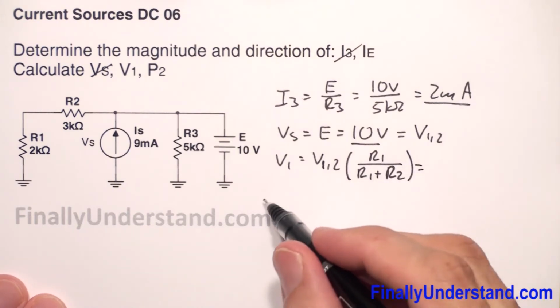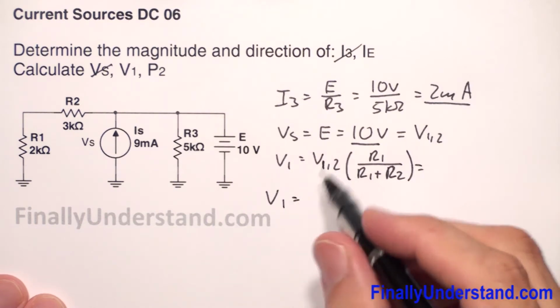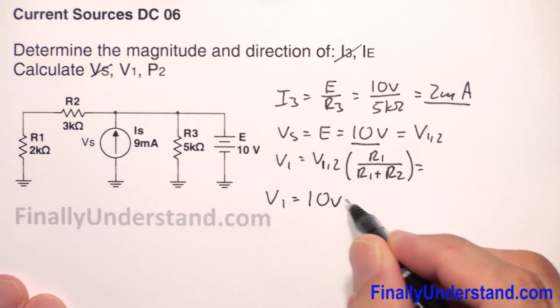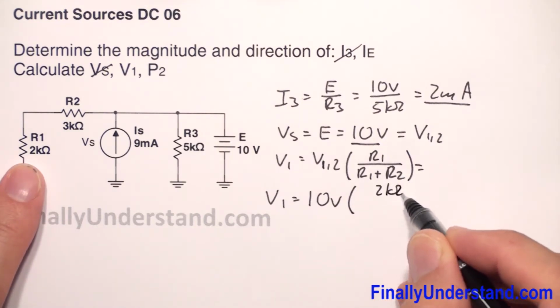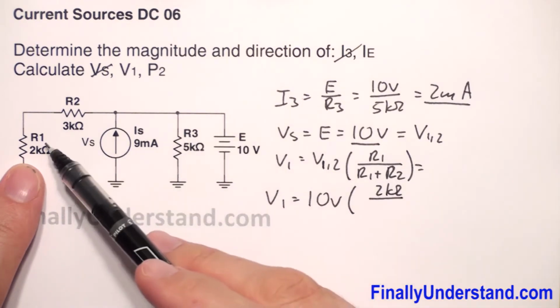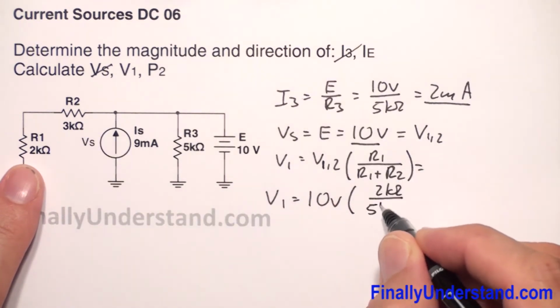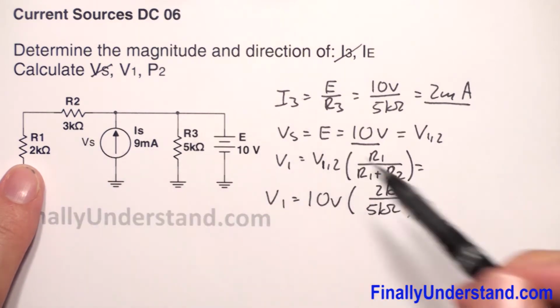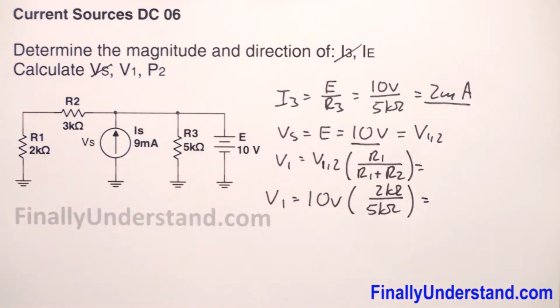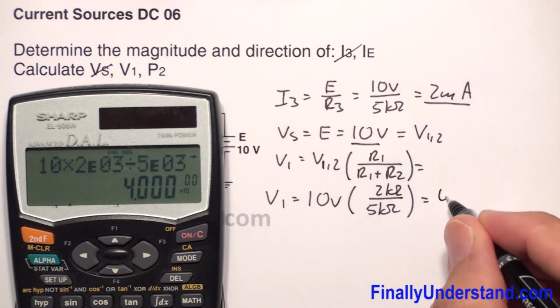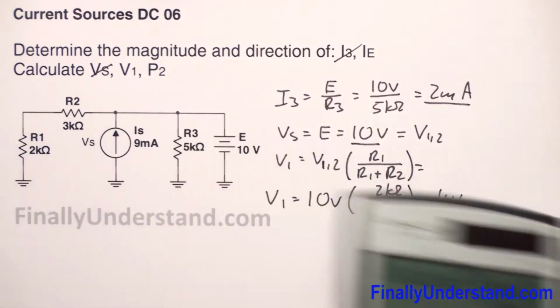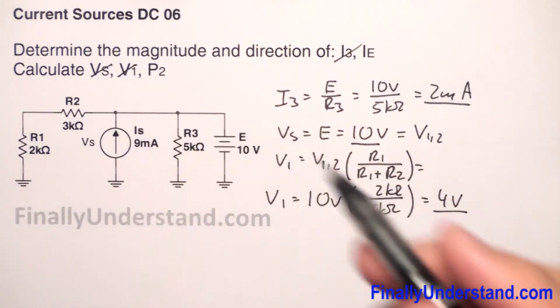So my V1 is equal V12, we found this is equal 10 volts, times R1, which is equal 2 kiloohms, divided by R1 plus R2. R1 plus R2 is equal 5 kiloohms, because 2 plus 3 is 5. So this is equal 10 times 2 exponent 3 divided by 5 exponent 3 is equal 4 volts. Okay, so we found V1.